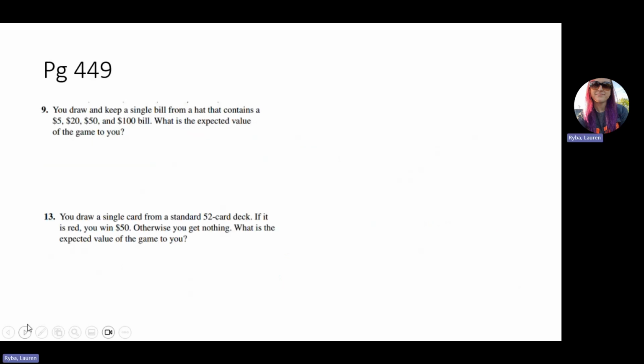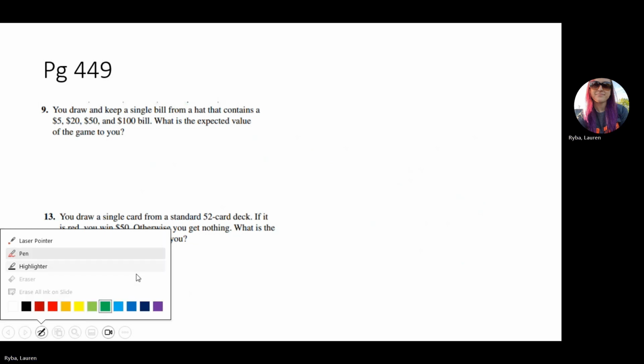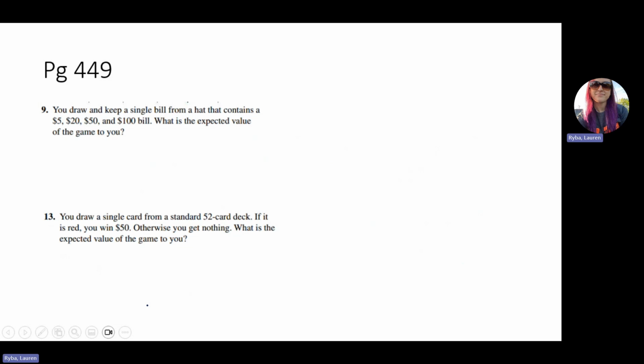There are going to be a few times where you do not get the table and you will have to create it. For this first one here, it says you draw and keep a single bill from a hat that contains a $5, $20, $50, and $100 bill. What is the expected value of the game to you? Basically meaning if I play this game on repeat 1,000 times, what's the average money I'm making each time I draw?